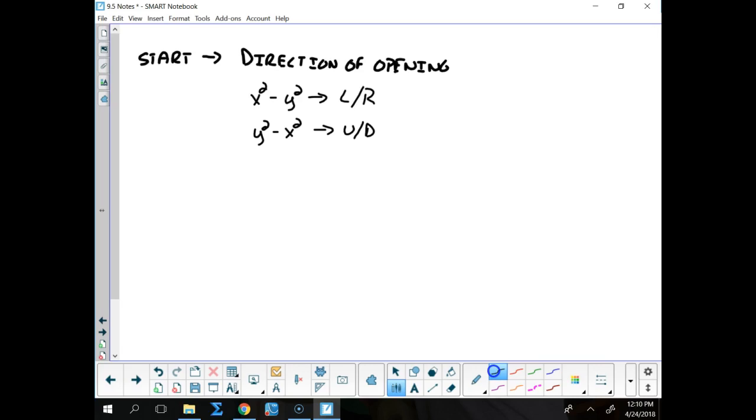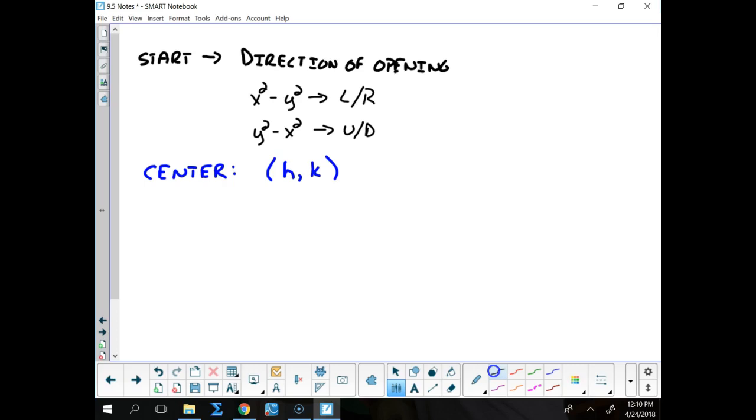Somebody else, what's next? Center. What about the center? H, comma, K. Okay. Think opposites, just like everything else. Okay. Somebody else, what's next? Look at the A's and B's.